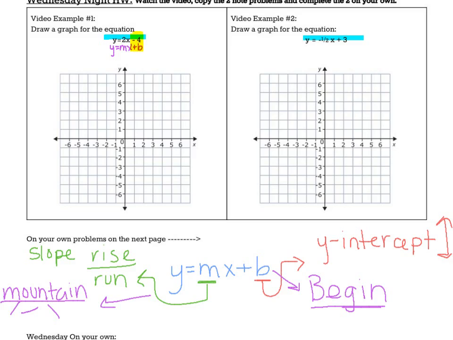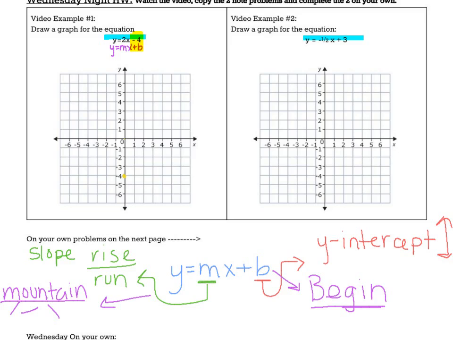Our formula says plus b, but the equation that we're graphing says minus 4. That minus 4 simply tells us that we are going to go down from the origin. So we are going to start at our origin right in the middle, and we're going to go down 4. 1, 2, 3, 4. Put a dot. That is the first dot of our graph. So we've begun. We did our b.